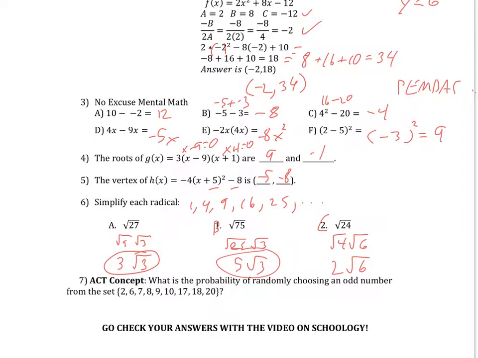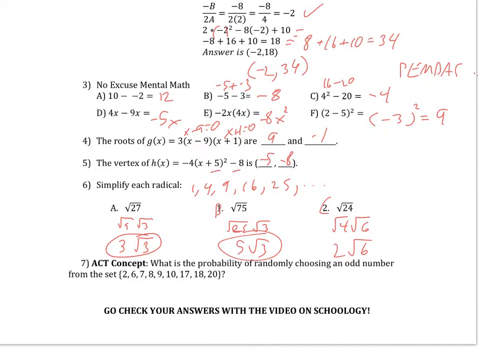Alright, we do have an ACT question this year, so here we go. What is the probability of randomly choosing an odd number from the set? Probability, you might recall, is a fraction where the denominator is your total possible outcomes, and on top of the fraction is what you might call the desired outcome.